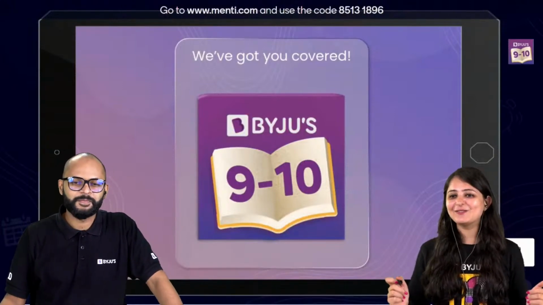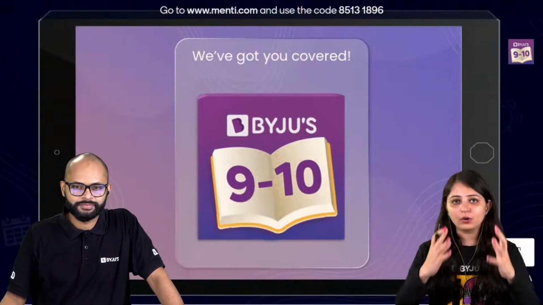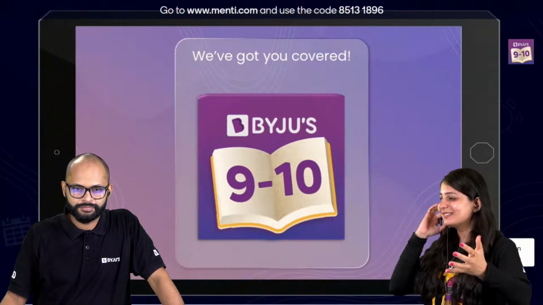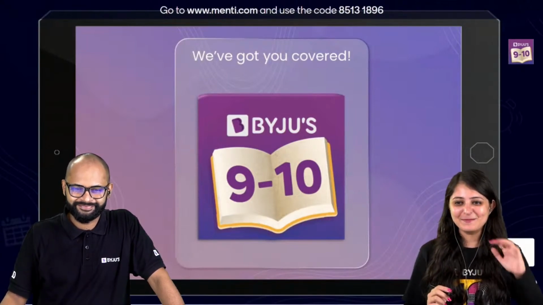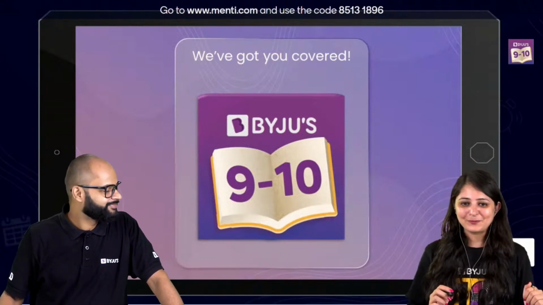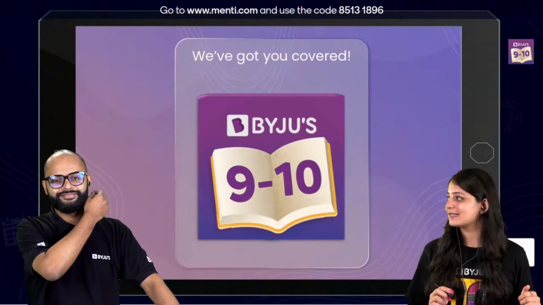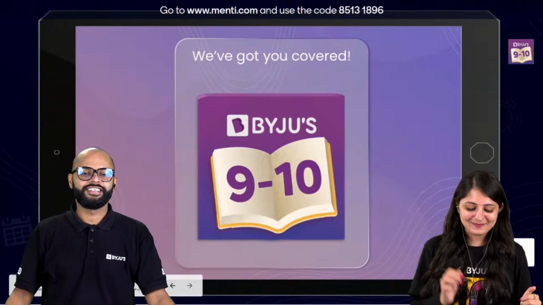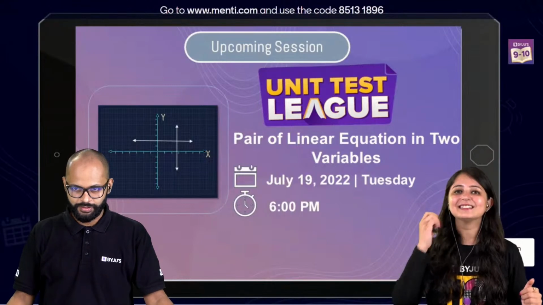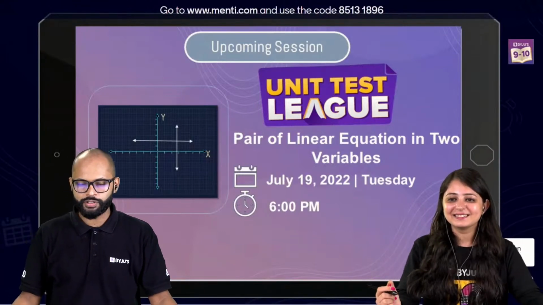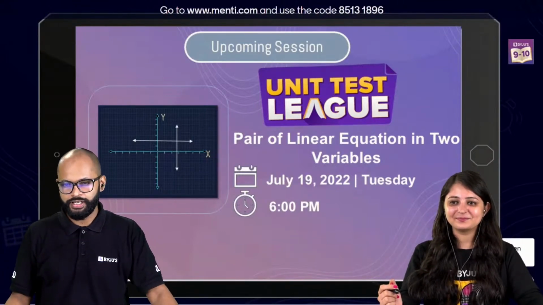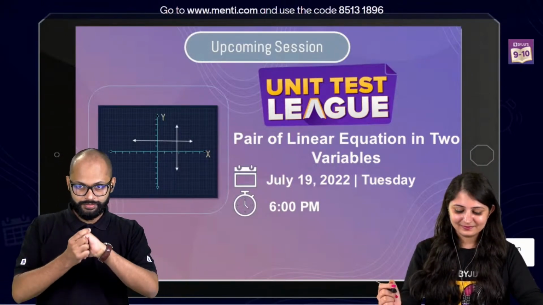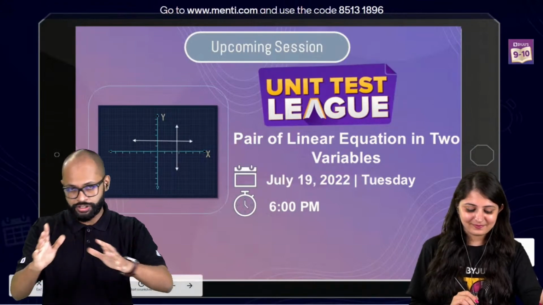And yes, we've got you covered. We'll be back with a lot of interesting Menti quiz sessions for all of you, because the Unit Test League is going on. We'll make sure you practice well and bring good confusing questions, so that you master it before you go and give your school exam. And you have pair of linear equations in two variables on July 19th, on Tuesday at 6 p.m. So please make sure you are there. Don't miss the sessions of Unit Test League.